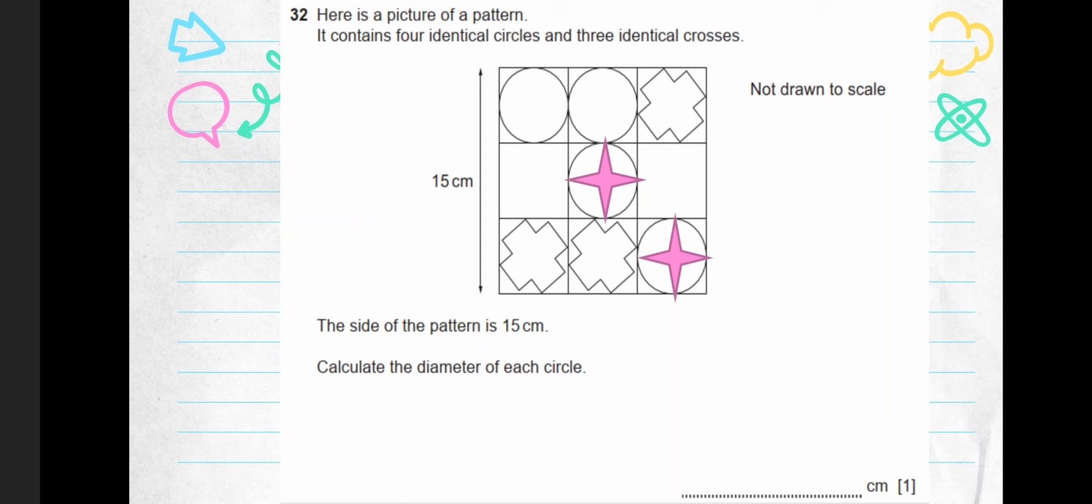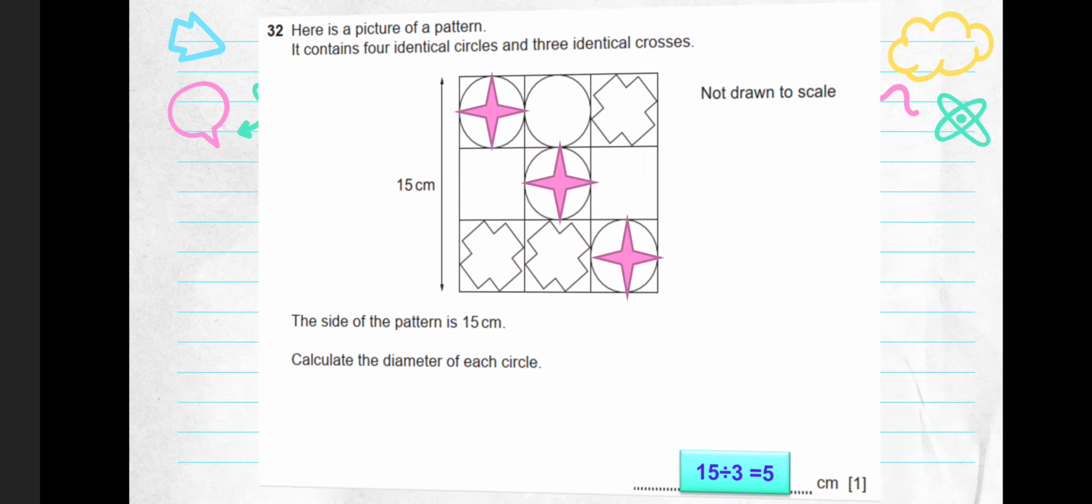Okay, here we have a circle pattern in a square. The side of the pattern is 15 centimeters. This whole side is 15. And we have here 3 circles. We need to know the diameter of each circle. Since I have 15 and the side can take 3 circles, we put 3 circles on each side. So 15 divided by 3 will be 5. So each diameter is 5 centimeters.